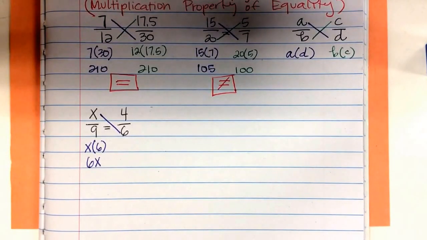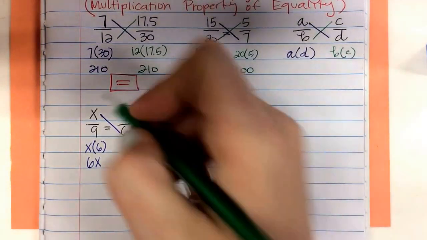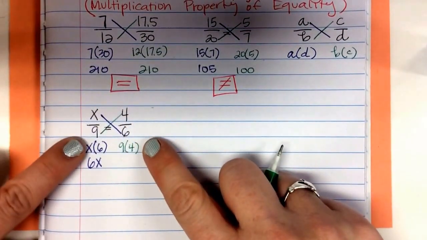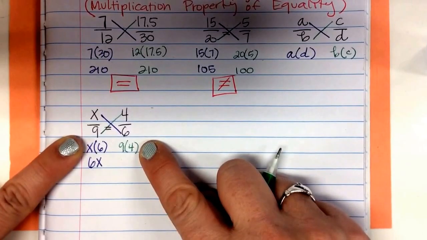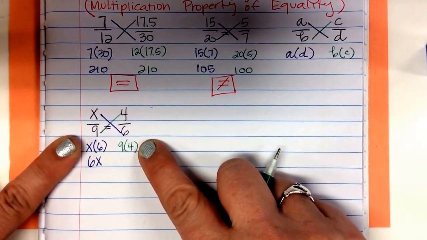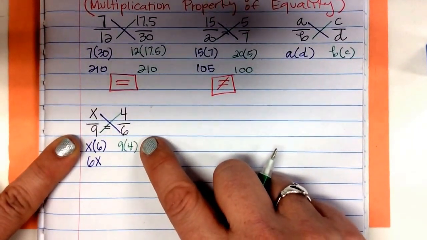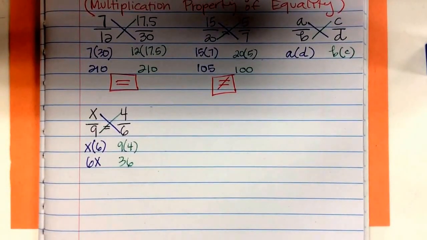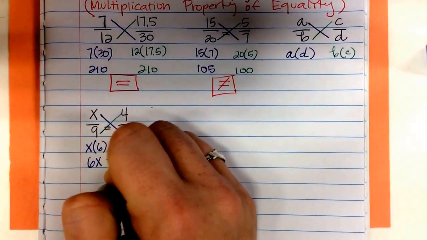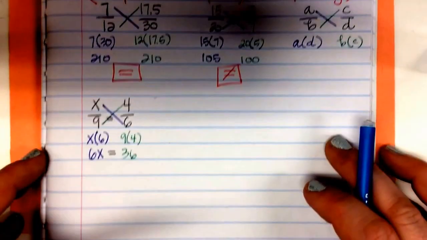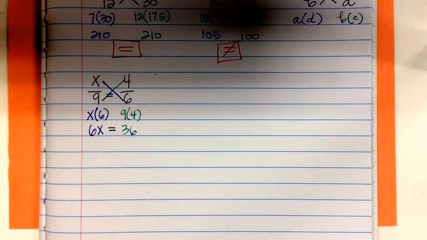What's my next one? 9 times 4. And ladies and gentlemen, you can skip this step of writing out the math problem. You can do that mentally, but in our notes, we want to write it down so you remember if you need it. What is 9 times 4? 36. I wonder what we should do. Hint, hint.